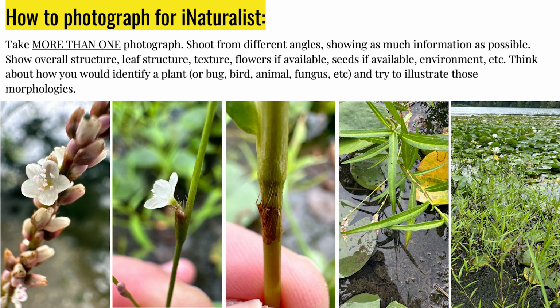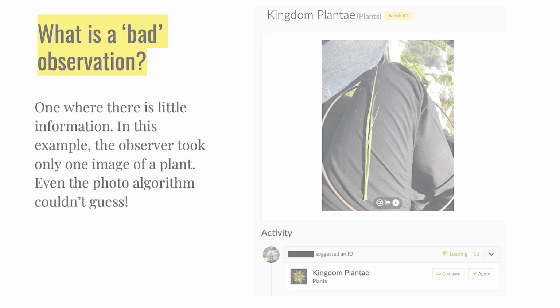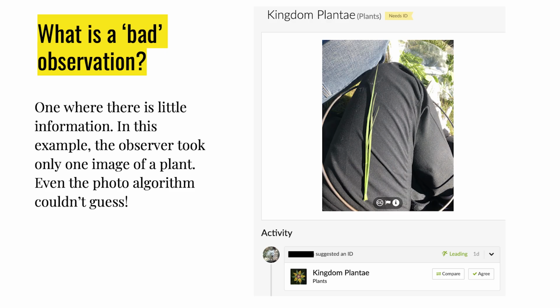Sometimes I will look up a plant after I've identified it and see what a key identifying feature is. Sometimes it has to do with whether the leaf is hairy or not, or the leaf structure, opposite or alternate. So sometimes it helps to look up the plant and see what those things are, and then be able to illustrate them. So, what is a bad observation?